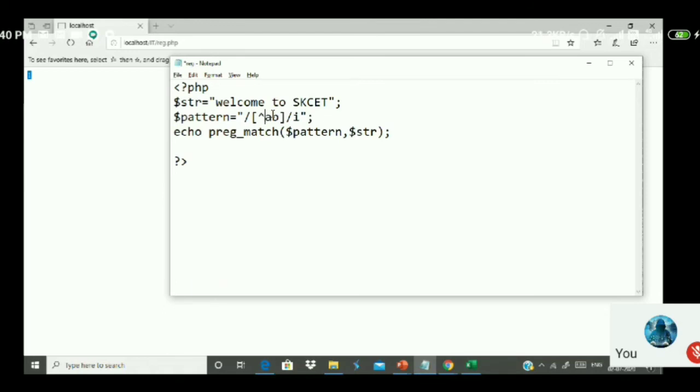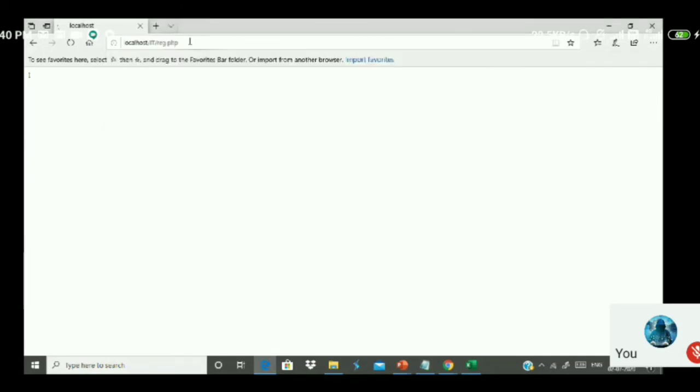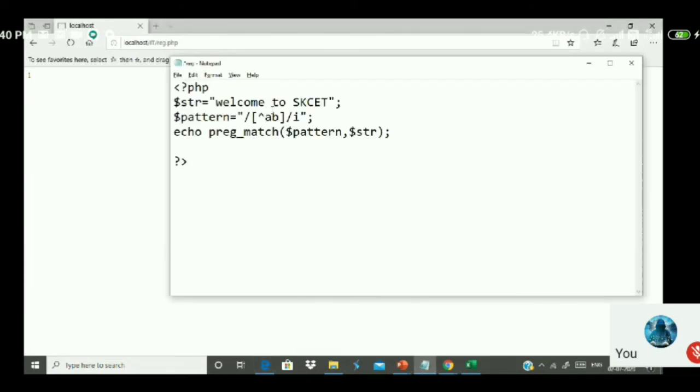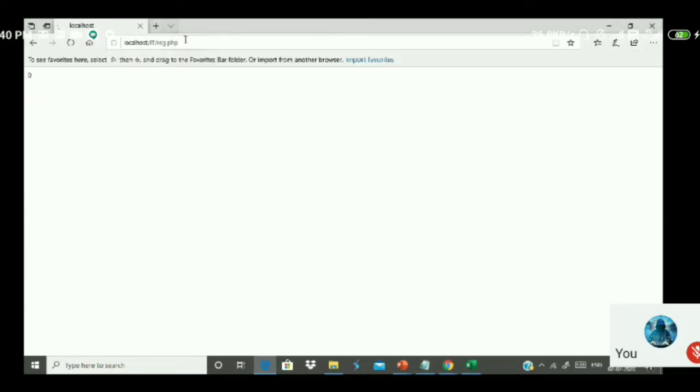Now listen here. In this case, A and B do not exist in my sentence here, so I will get a match, obviously. Listen carefully. I'm getting a match. Suppose I remove this caret symbol, listen carefully. So there is no A-B sentence here, so I will get 0 here. Are you able to understand? Yes, sir. Okay, clear.